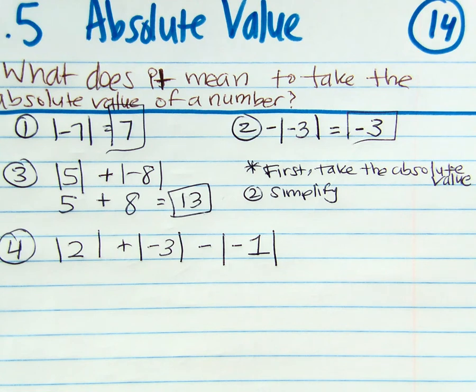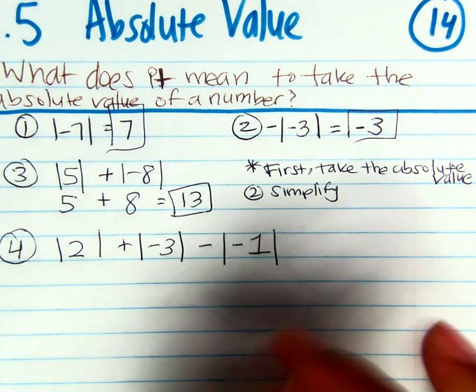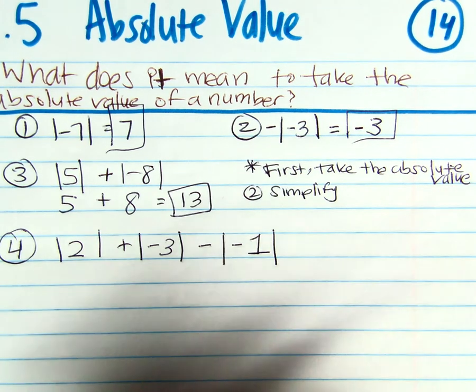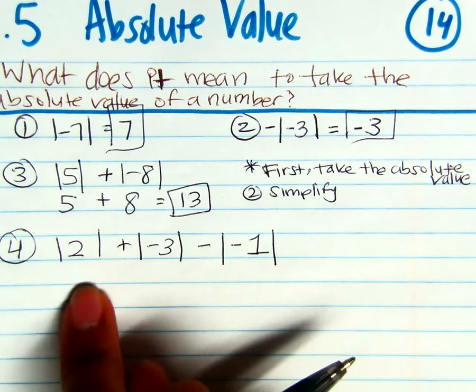Is that a minus or a negative? So it's minus, and then it's a negative 1 inside. Okay, so what did we say up here? What do we do first? First, take the absolute value. Take the absolute value, right? So let's do that first for all the numbers.